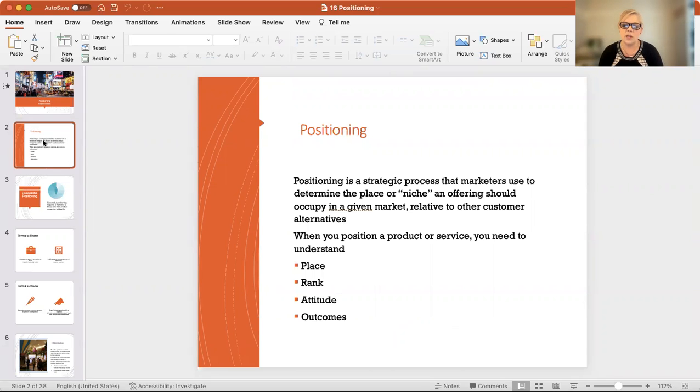So what is positioning? Well, it's a process that we use to determine the niche, like who it is we are going to actually offer this product to, and why they would want to or need to purchase our product. It's how we occupy a marketplace, all right? So we need to understand the place, the rank, the attitude, and outcomes. All of these things are important in developing a successful positioning concept.